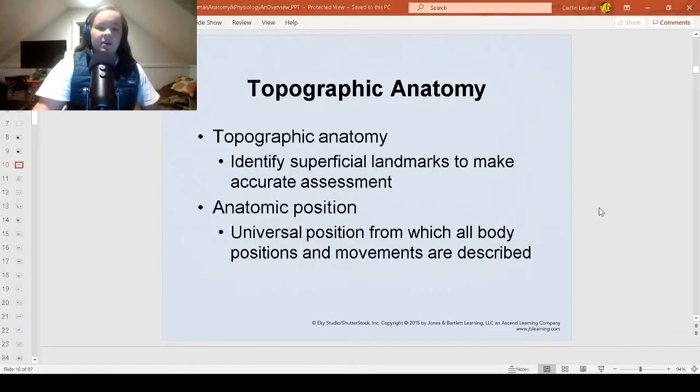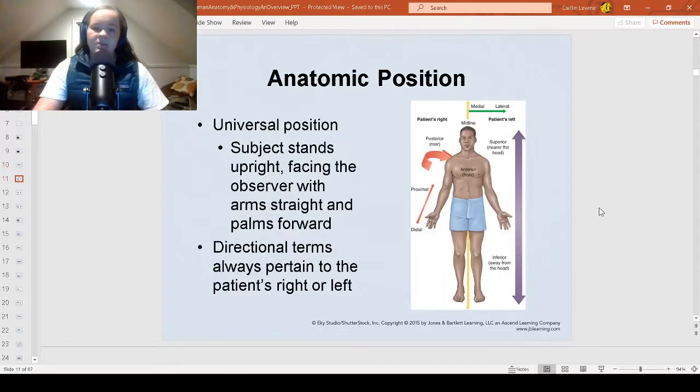Topographic anatomy is used to identify superficial landmarks to make accurate assessments. Anatomical position is the universal position from which all body positions and movements are described. In the universal position, the subject would be standing upright, facing the observer with arms straight and palms forward, as shown in the model. Directional terms always pertain to the patient's right or left.